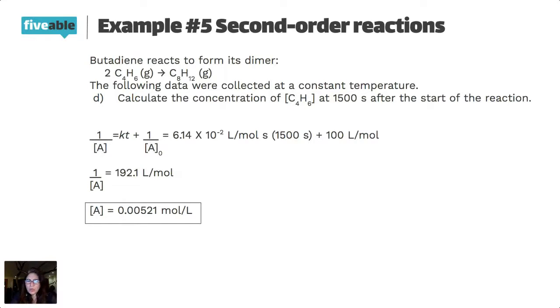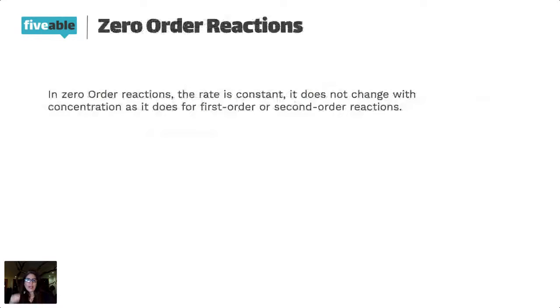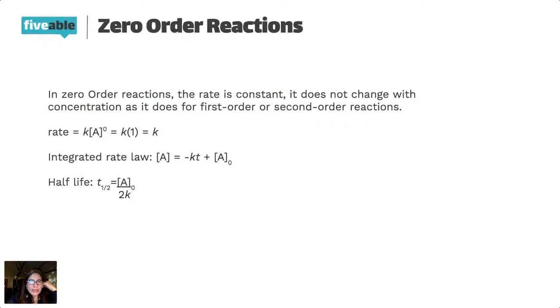Okay, let's go to order zero reactions. Okay, in order zero, the rate is constant. It doesn't change with concentration as it does with first order or second order. So in order zero, the rate will be equal to k, the constant. So the integrated rate law would be the concentration of A equals the negative k times t plus the original concentration of A. And this is the formula for the half-life.